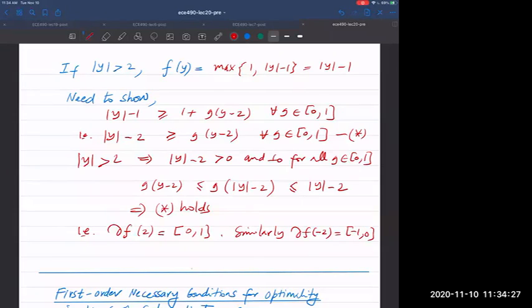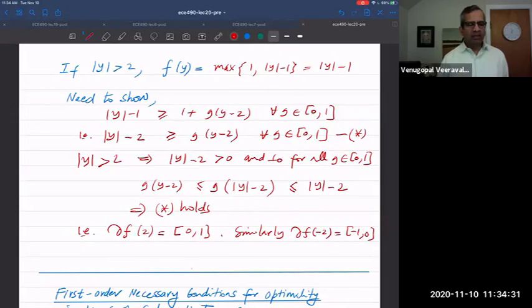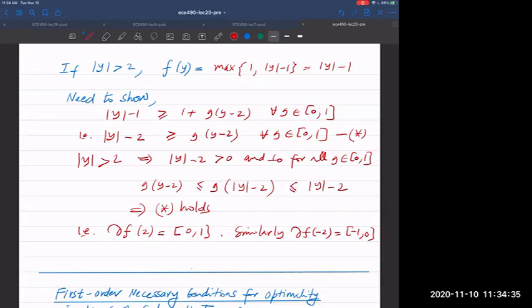Oh, so g is a number, not a function. No, g is some number between 0 and 1. Yeah. Okay, I see. Thank you.